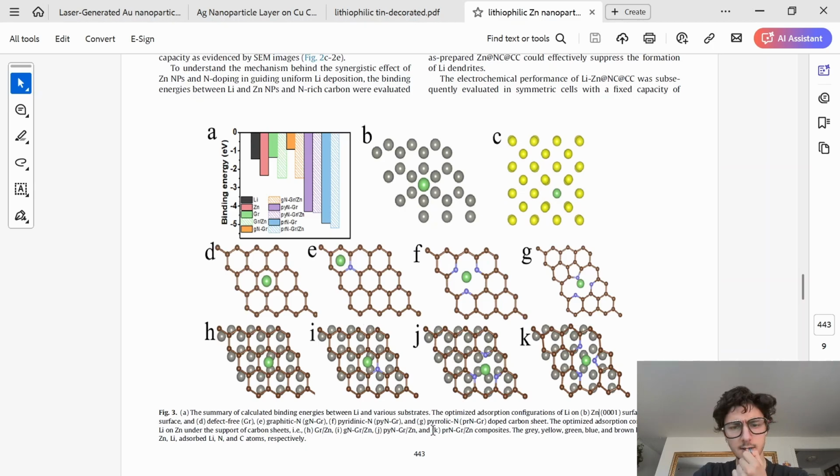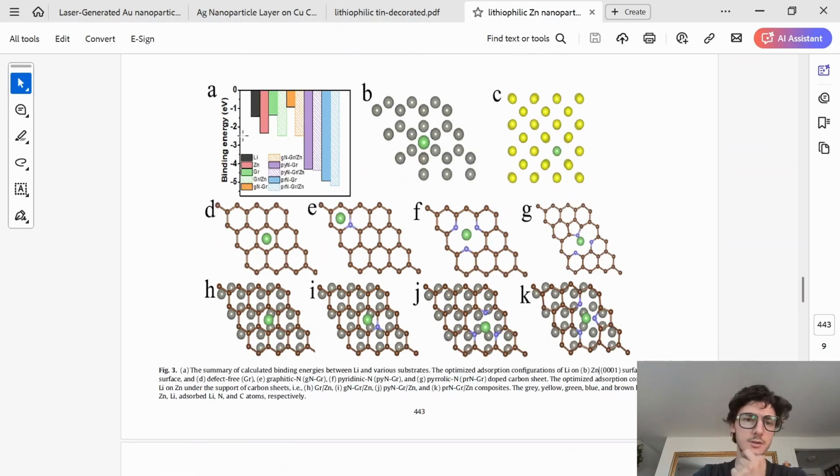Pyridinic N, here. Okay, so a bunch of DFT calculations. Kind of interesting. And here they give you the binding energy. So here we got binding energy of lithium, looks like it's the lowest. Zinc, a bit higher. Graphite or graphene up here. Graphite or graphene with the zinc is more negative.